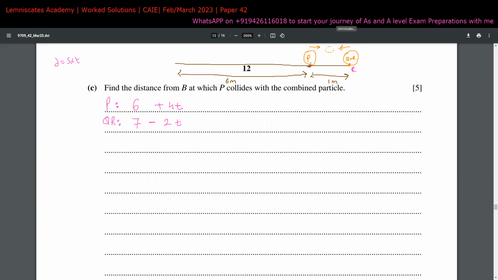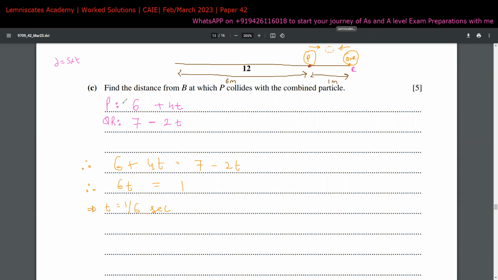So now when this collision will happen, both of them should have traveled some distance, and when they collide, the distance will be same. So what we can say is, therefore, 6 plus 4t will be equal to 7 minus 2t. And now if you solve for t over here, it will be 6t is equal to 1. This implies that the value of t is 1 by 6 seconds.